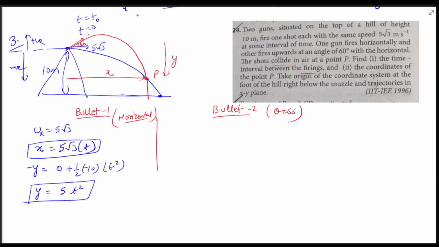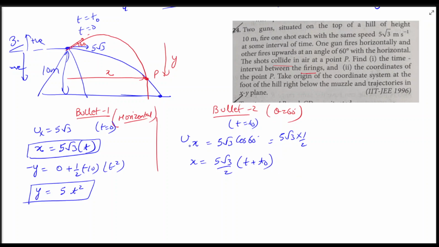Okay. Now look, this bullet is released at t equal to 0. So this must be released at t equal to t naught. So I just have to add in the time, t plus t naught. So let's write for the x component: ux will be 5 root 3 cos 60, right? 5 root 3 cos 60 is 1 by 2. So x will be 5 root 3 by 2 into t plus t naught, right?